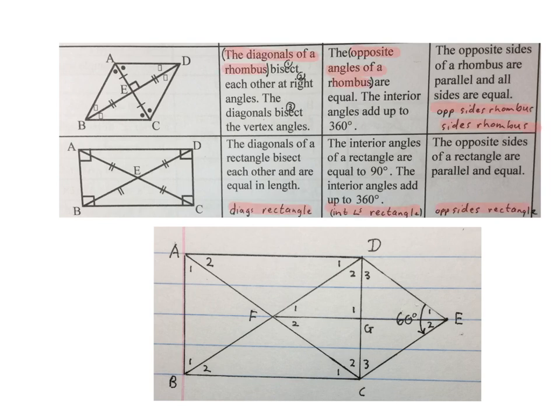Now this is where you have to stop the video and look at this red part. All the red words that are highlighted are the reasons you're going to write as you answer your rider. Diagonals of a rhombus for these three features. Opposite angles of a rhombus when you need that. The opposite sides of a rhombus if you need that. The sides of a rhombus if you need that. The diagonals of a rectangle when you need that. The interior angles of a rectangle when you need that. And the opposite sides of a rectangle when you use these two features.